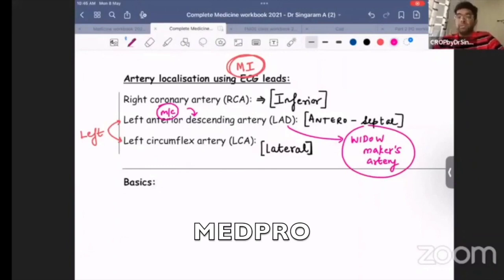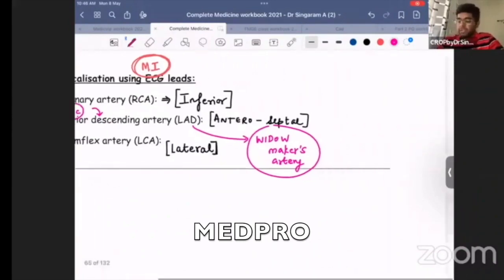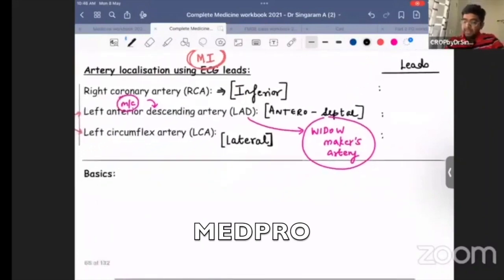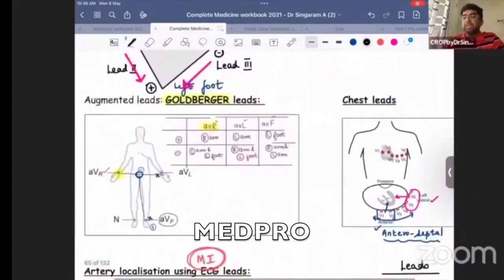Now, I will be explaining that later, and there's something which you can have a look at during the break time. If these arteries are affected, in which leads will you get the changes? For example, if the RCA is affected, which leads will show the changes; if the LAD is affected, which leads will show the changes; and if the LCA is affected, which leads will show the changes. This is something for you to work upon. You can also correlate with these pictures and try to tell me the answers later.